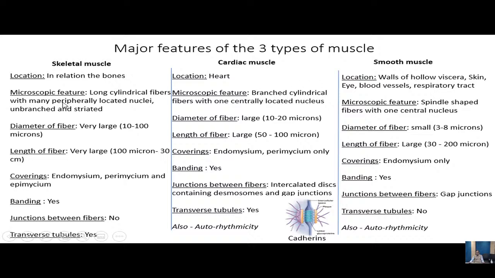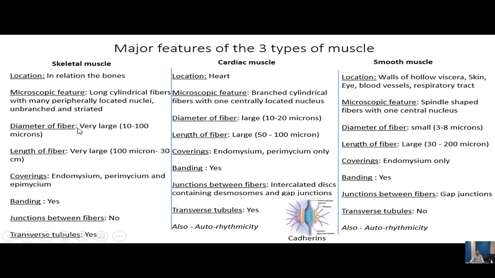Let us look at their microscopic features. Skeletal muscle fibers are long cylindrical fibers with many peripherally located nuclei. They are unbranched, but they are striated. Now, what is the microscopic feature of cardiac muscle? They are branched cylindrical fibers with one centrally located nucleus. And when you look at the smooth muscle, the microscopic feature is spindle-shaped fibers with one central nucleus.